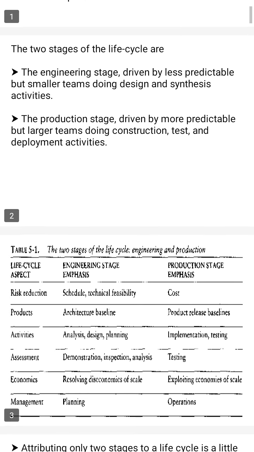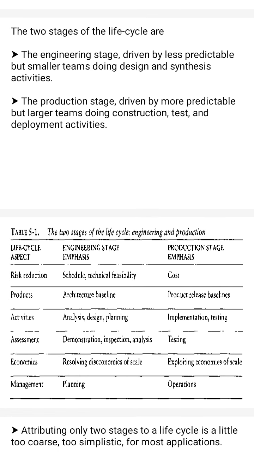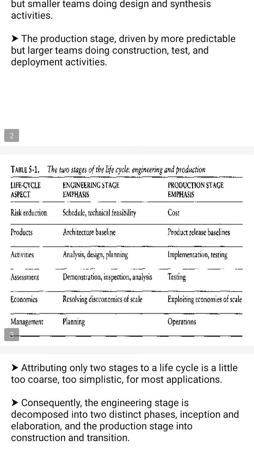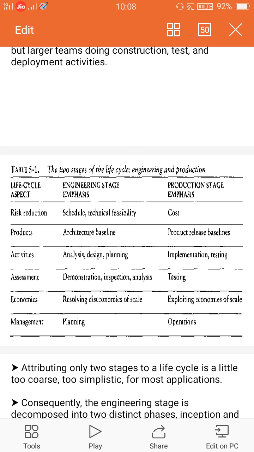The table below describes the life cycle aspects, the engineering stage emphasis and the production stage emphasis. The first aspect is risk reduction. In the engineering stage we face schedule and technical feasibility risks; in the production stage, cost. Another aspect is products: in the engineering stage we give the architecture baseline, and in the production stage the product release baseline. Another aspect is activities: in the engineering stage they are analysis, design and planning, and in the production stage implementation and testing.